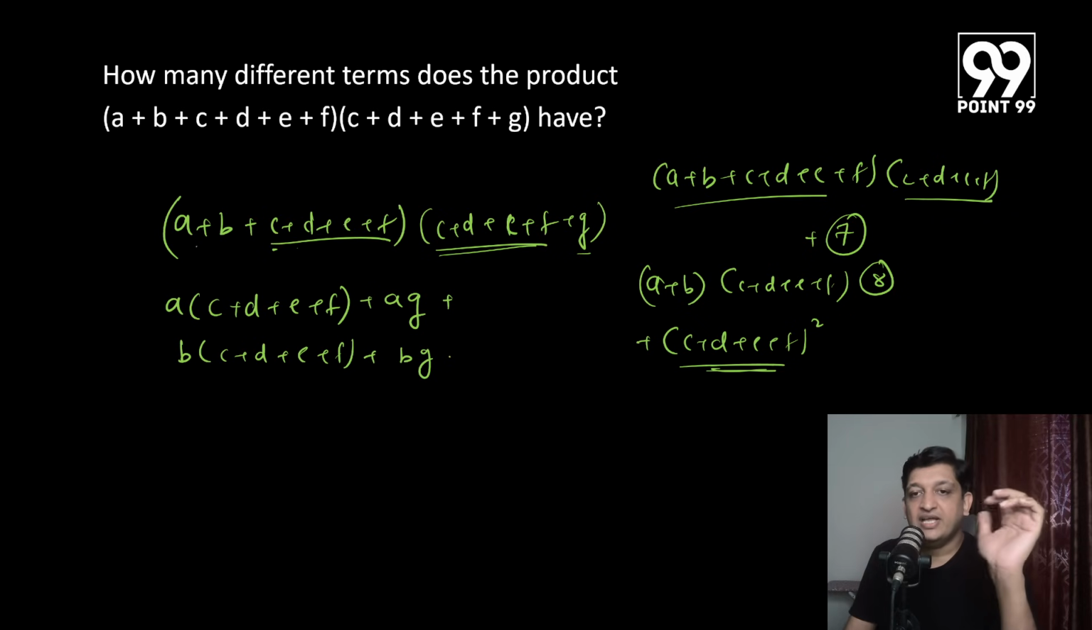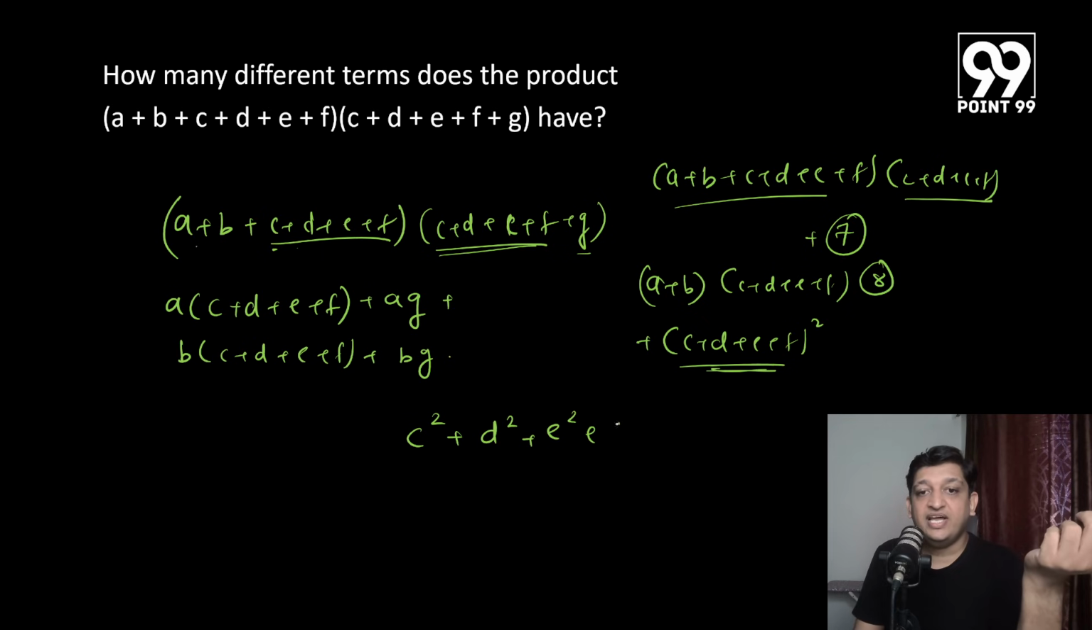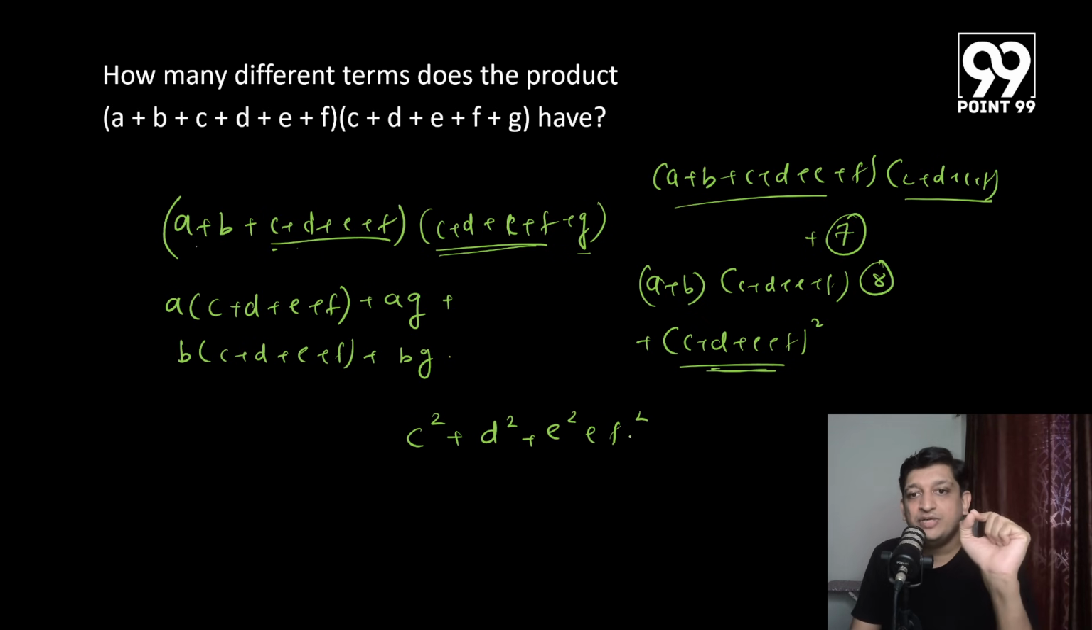the whole square. Now you will have one term which will be C square, one term which will be D square, E square, F square. The power has to be 2, which basically means you have to have a combination of C and D, C and E, C and F, D, E, E, F and so on and so forth, right? Now that might make things a bit tricky for you.